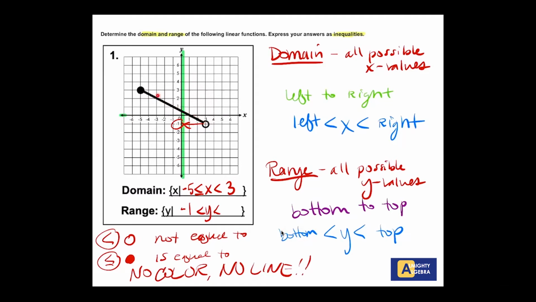Now trace this point up to the very top. This is the topmost point. It doesn't go higher than this. It stops here. Trace that point to your y-axis, and we are at 3.